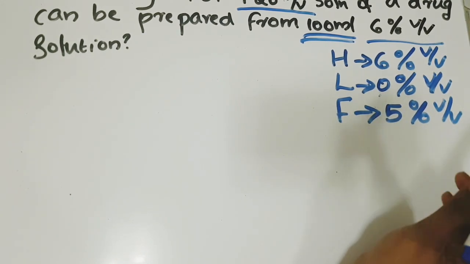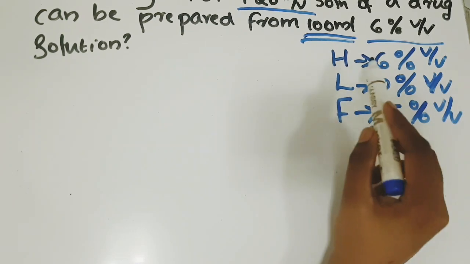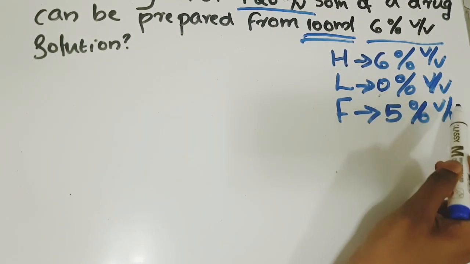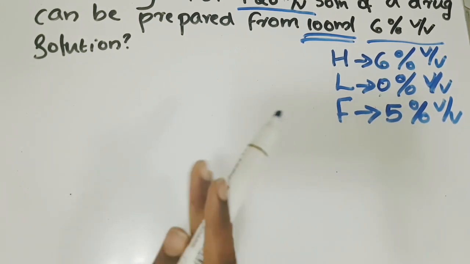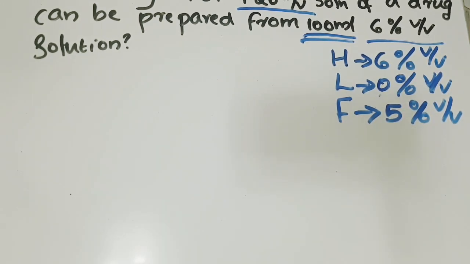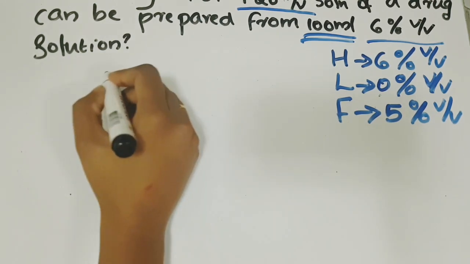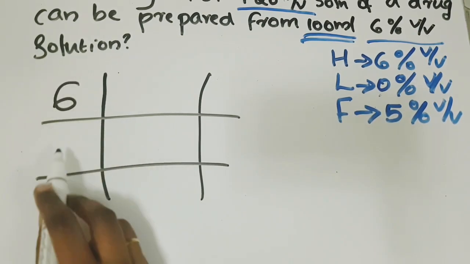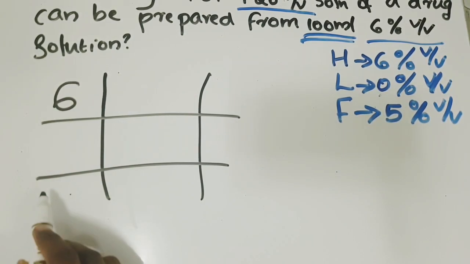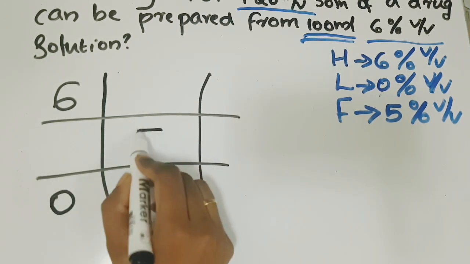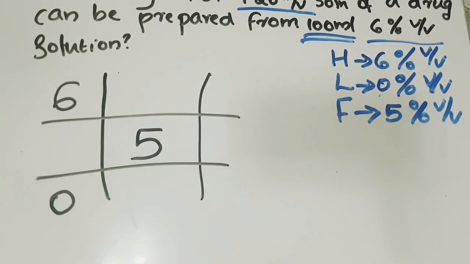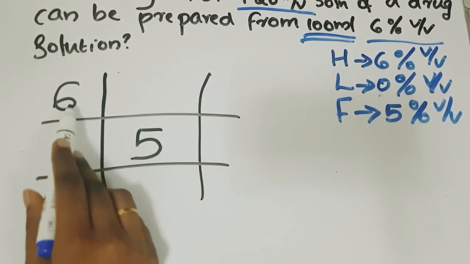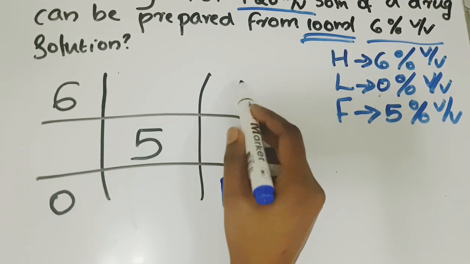Okay, so our second step is also completed. In the first step we have analyzed the data, and in the second step we have converted the units into similar ones. Now let's come to the third step, that is, we have to draw the alligation grid. So we are drawing the alligation grid here and substituting the values: the higher strength that we have written here, the lower strength here, then the desired strength here. Now we have to find the differences and write them in the right portion of the alligation grid. So here the difference will be 1 and here the difference will be 5.